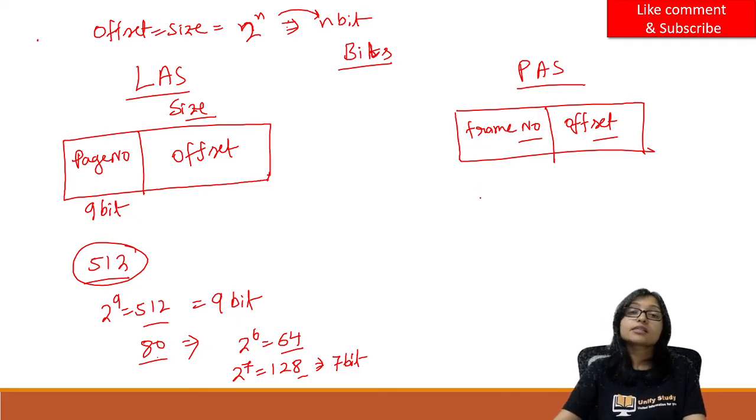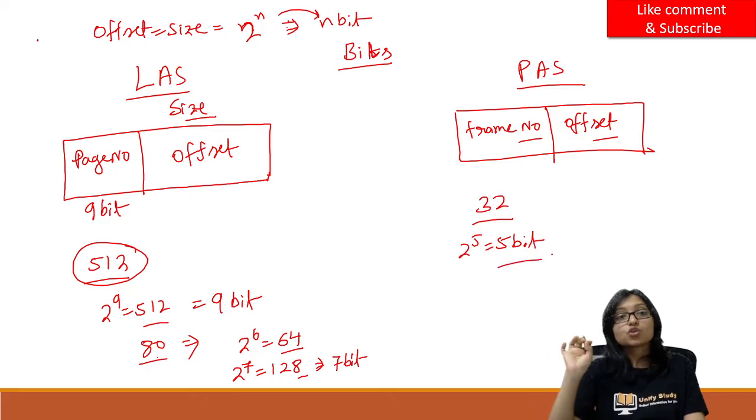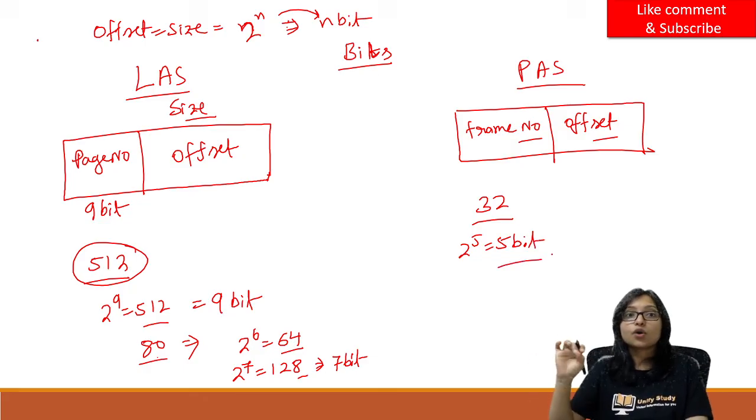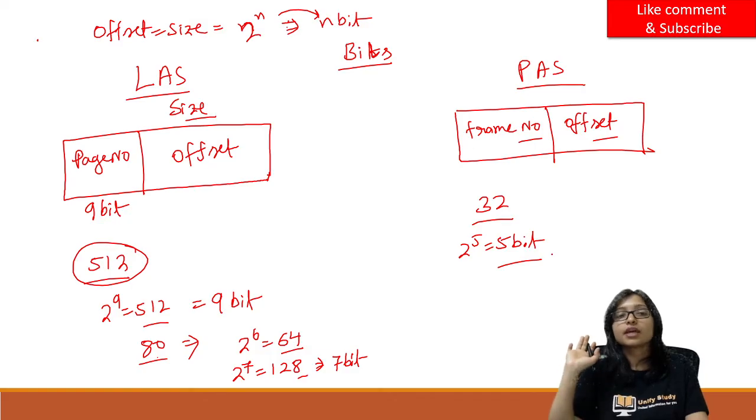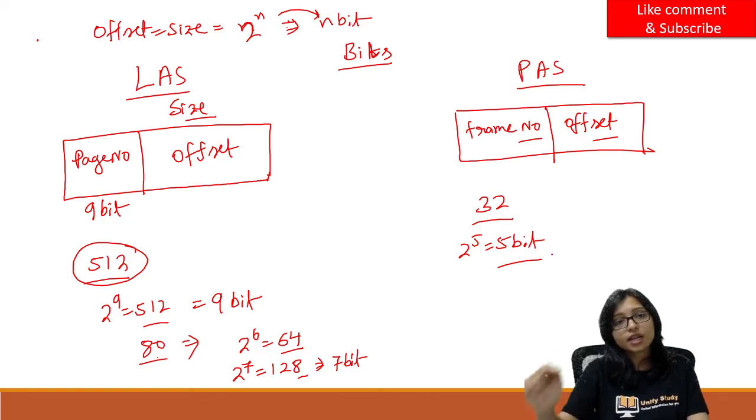If there are 32 frames, then how many bits will be required? 2 to the power 5, that is, 5 bits will be required. So this is how to get the number of bits. Now, what will be the total address space?